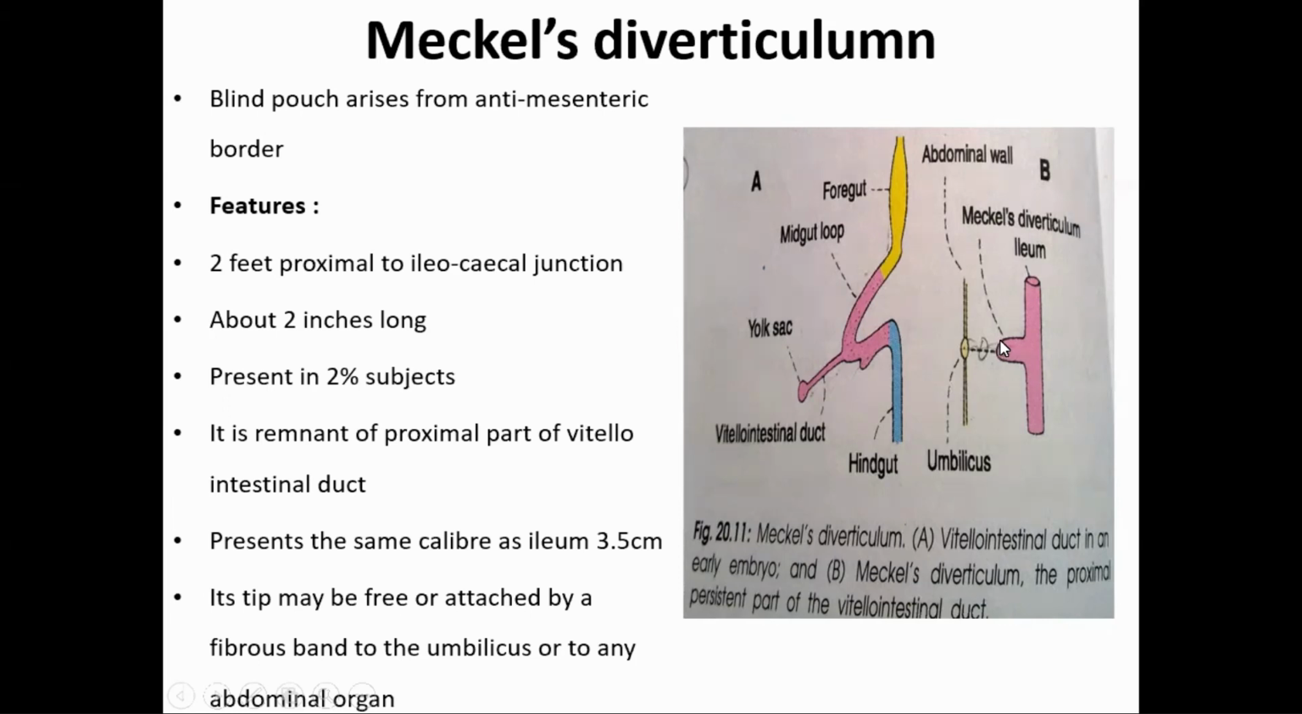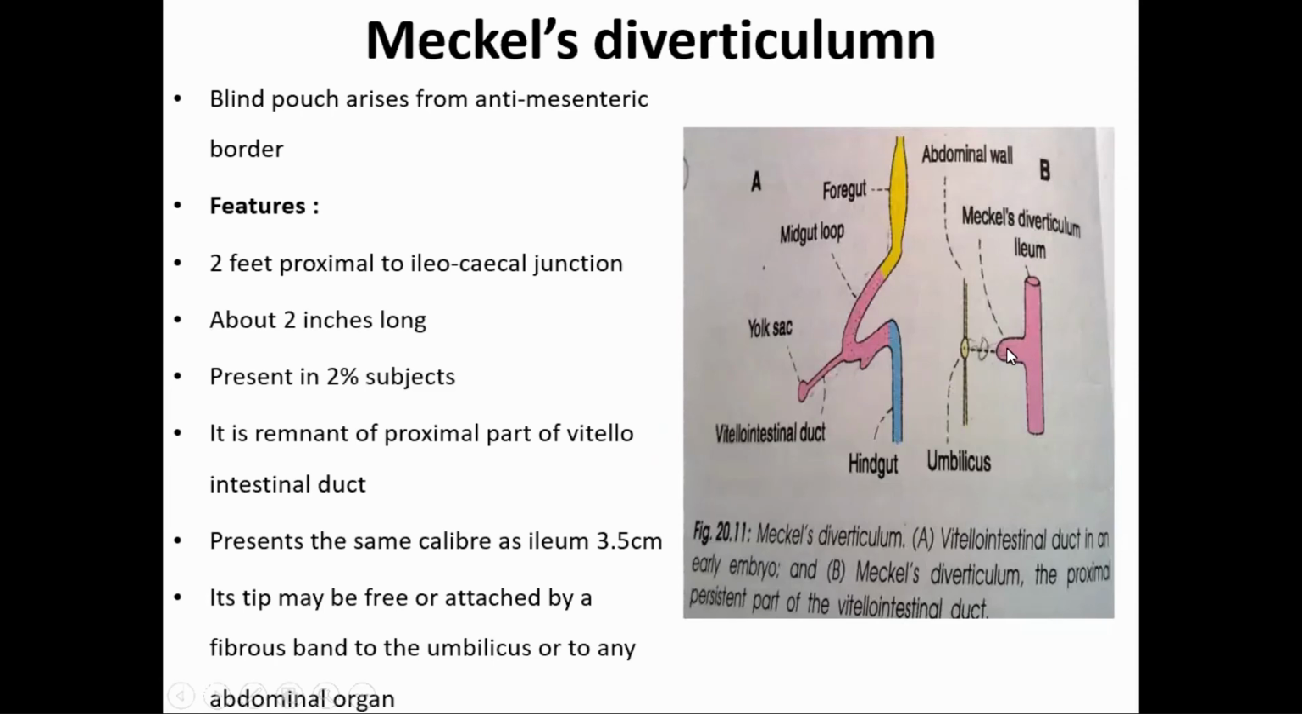So what are the features of the Meckel's diverticulum? It is present 2 feet proximal to the ileocecal junction. 2 inches long. It is present in around 2% of subjects. It is a remnant of the proximal part of the vitello-intestinal duct, and it has the same caliber as the ileum, which is about 3.5 centimeters. And the tip of the Meckel's diverticulum may be free or may be attached to the umbilicus or any other abdominal organs.